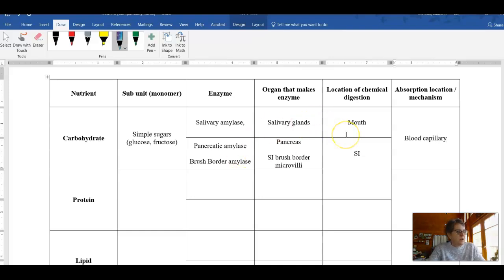All right, so what I really want to point out is that this begins in the mouth and ends in the small intestine.